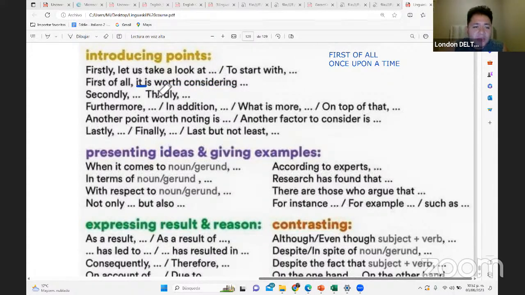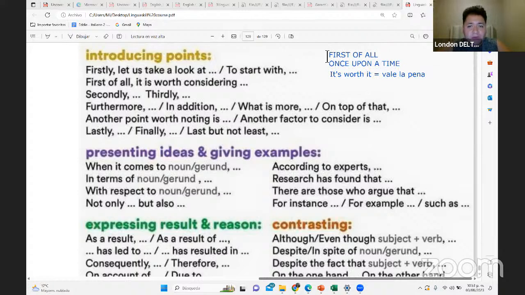It is worth considering, quiere decir, vale la pena considerar. It is worth, es como vale la pena. Puedes decir también en inglés, it's worth it, quiere decir que algo vale la pena. Y si no vale la pena, it's not worth it.